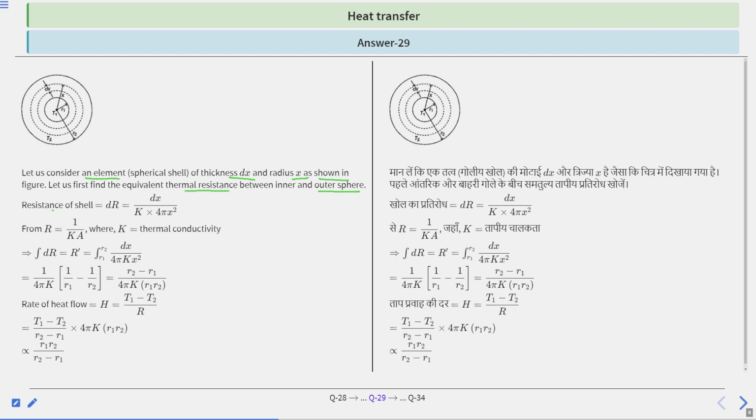The resistance of the cell, dR, is equal to dx divided by k multiplied by 4 pi x squared, where k is thermal conductivity. Integrating dR gives R prime, which is equal to the integral from r1 to r2 of dx divided by 4 pi k x squared. Solving this, you will get 1 upon 4 pi k times (1 upon r1 minus 1 upon r2), which is equal to (r2 minus r1) divided by 4 pi k r1 r2.